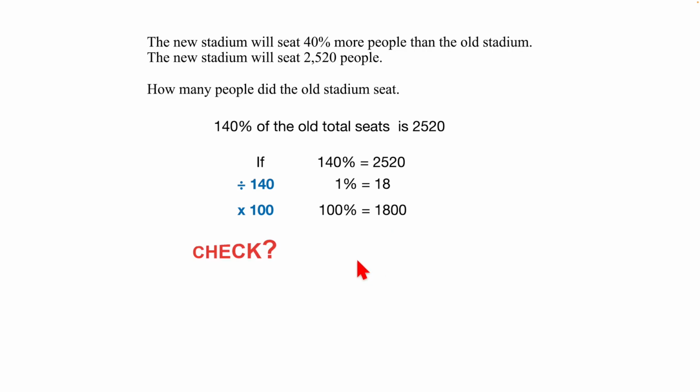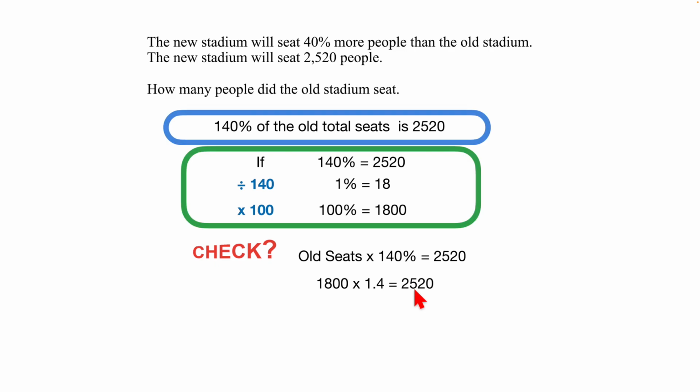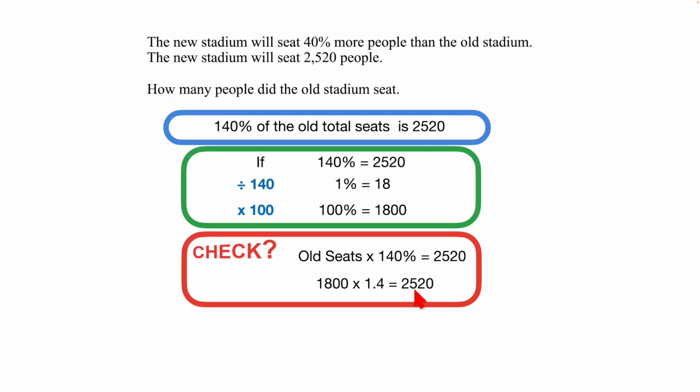I can check that by going back to basics. The old seats times 140% is 2520. What have I got for old seats? 1800. 1800 times 1.4 equals that. Does it? Yes, it does. So there we are. This is the hard part, finding that initial statement. The calculation is fairly straightforward, and then you can check it. Nice check. Should do well.